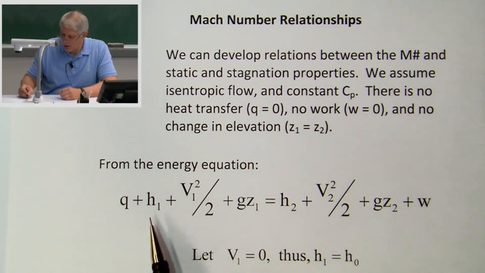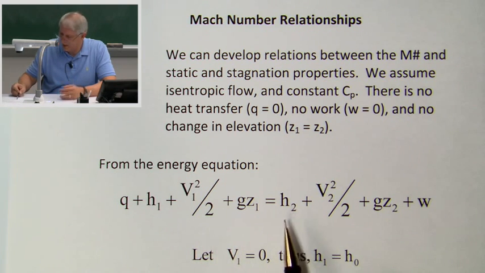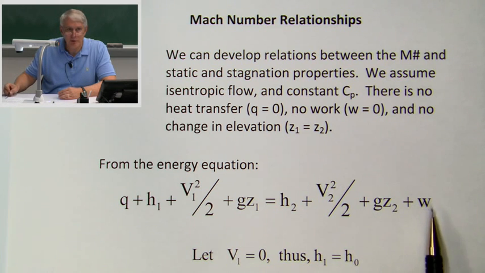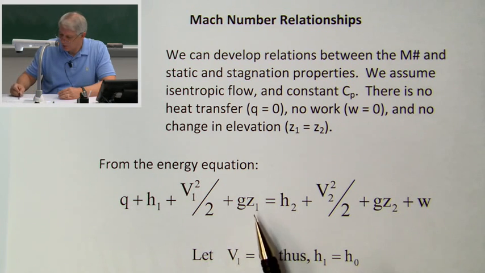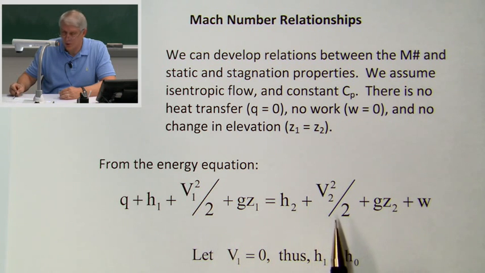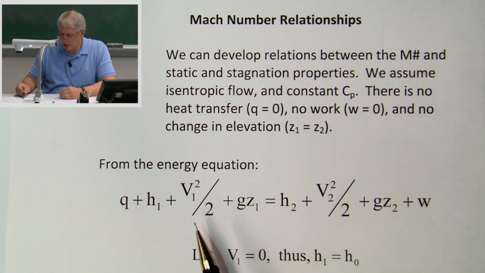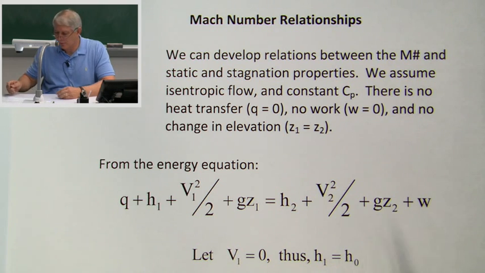we have that Q plus H1 plus V1 squared over 2 plus gZ1 equals H2 plus V2 squared over 2 plus gZ2 plus W. Well, obviously the W we said was equal to 0. The Q is equal to 0. Z1 equals Z2. So we're left with H1 plus V1 squared over 2 equals H2 plus V2 squared over 2. Now let's let V1 equal 0. So we're talking about the stagnation region. So then H1 equals the stagnation enthalpy.